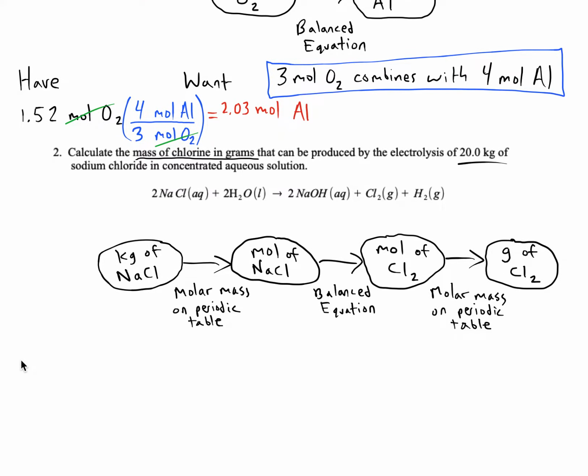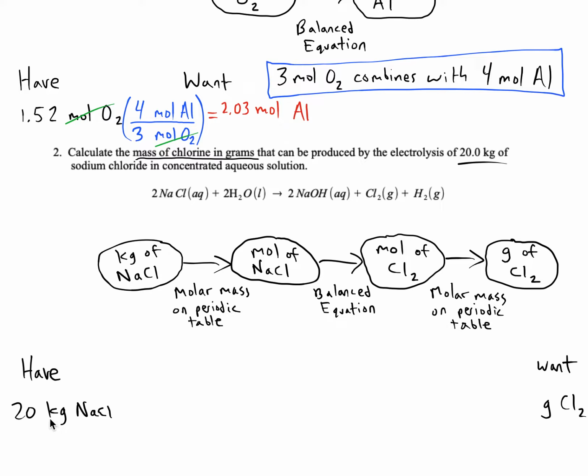Okay, I'll put what I have on the left. That is 20 kilograms of NaCl. Now way over here on the right, what I want is grams of Cl2. And there could be multiple conversion factors to make this problem complete.